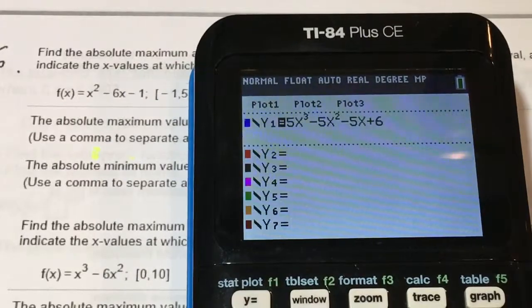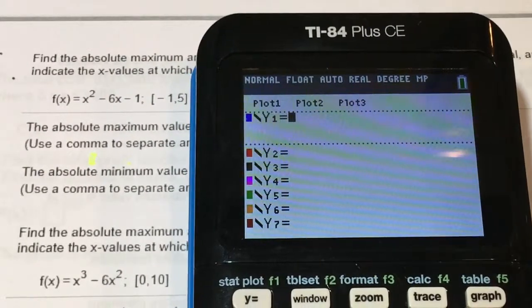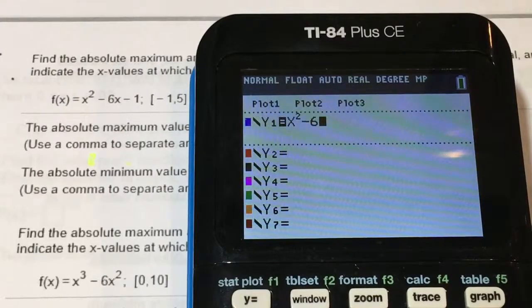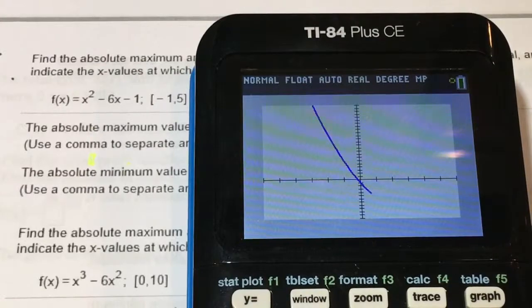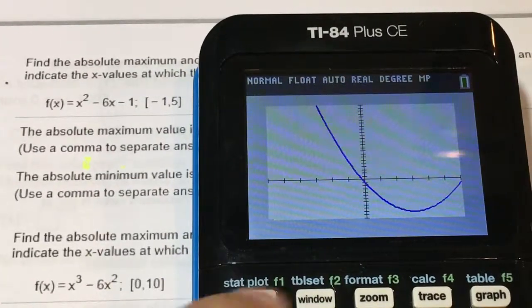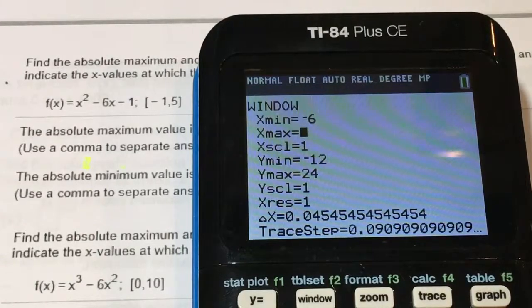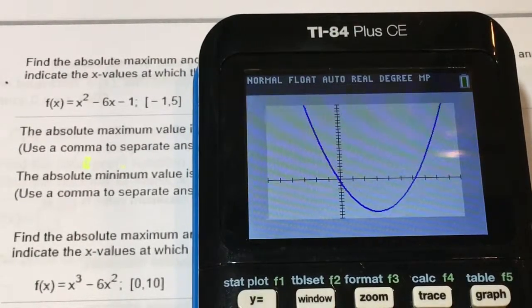So we're going to hit y equals, and I'm given no window, given no graph. So I'm going to do my best. X squared minus 6x minus 1. I'm going to graph it. It fits nicely in my picture. Maybe not over 5, it goes over to 10. Let me see what the window is. I only go over to 6, so I'm going to go over to maybe 10 to get that right side of the graph in my picture a little bit better.